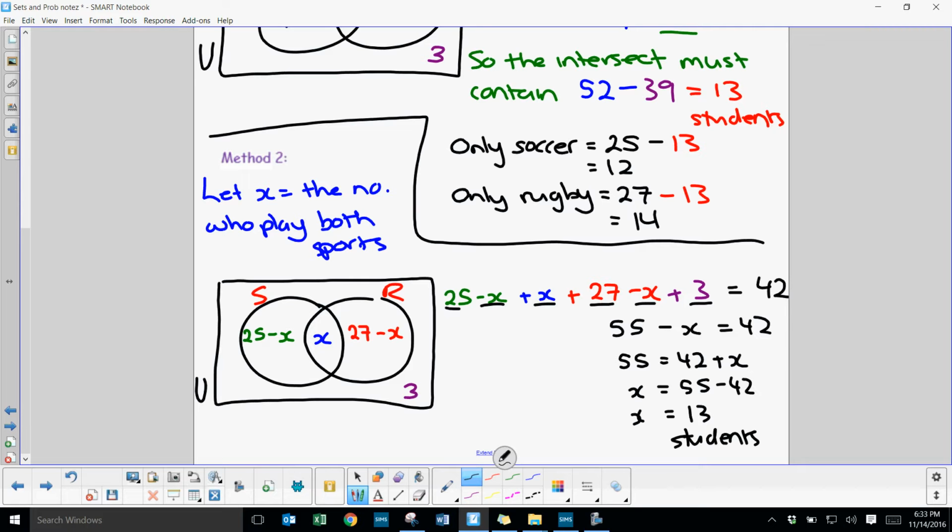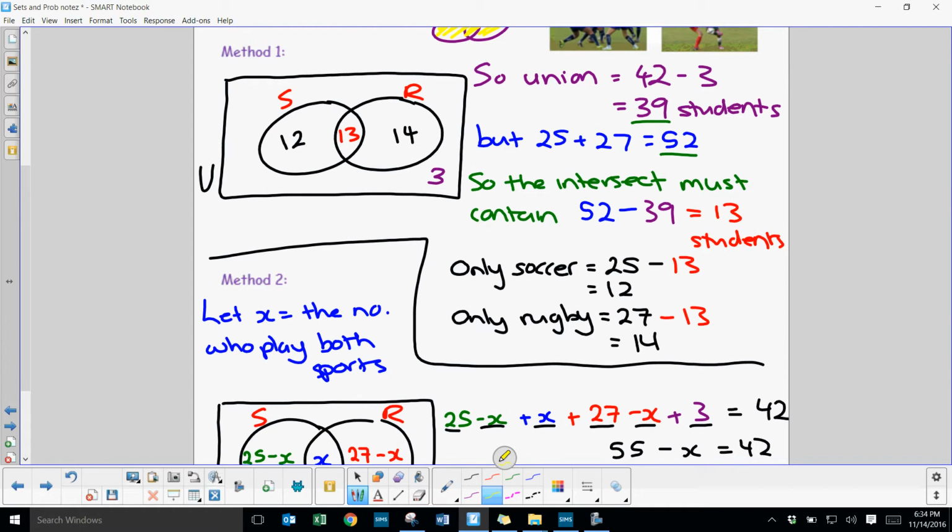What's important is to make sure you've defined that the final answer is 13 students. That's perhaps what I didn't do in the method 1 example. I probably should state that a bit more clearly. So just make sure that 13 students play both is clearly your answer.